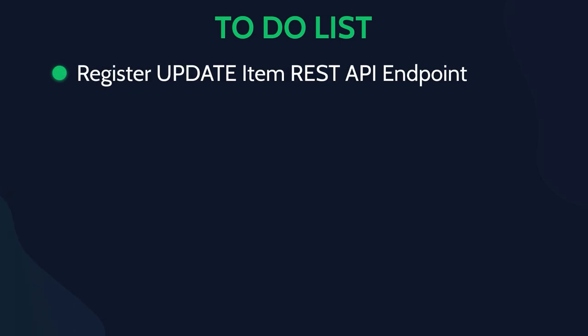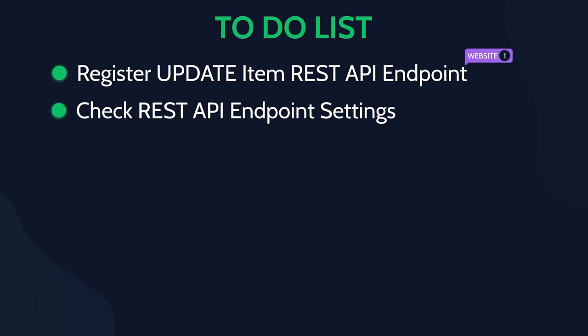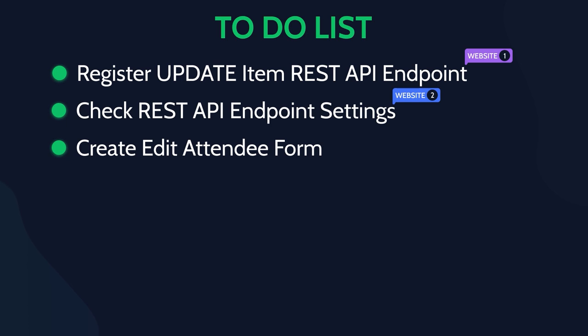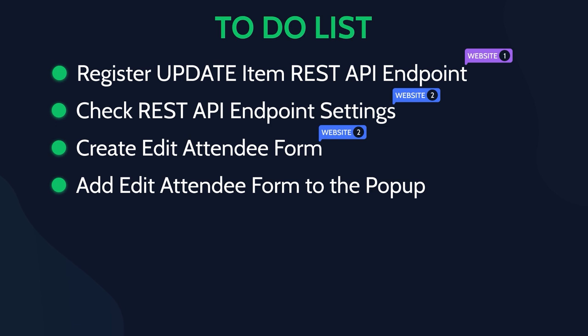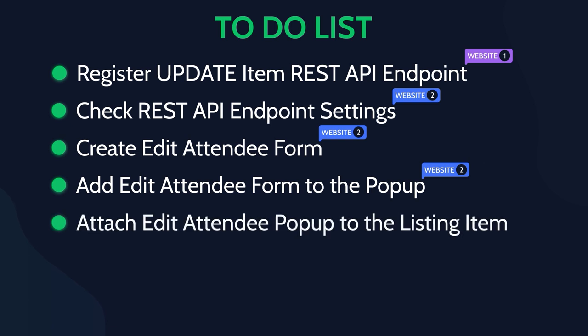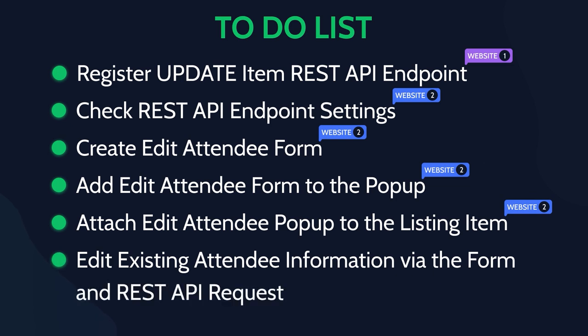Register Update Item REST API Endpoint for Attendee CCT on the main website. Check REST API Endpoint Settings on the second website. Create Edit Attendee Form on the second website. Add Edit Attendee Form to the popup, again on the second website. Attach Edit Attendee popup to the listing item. And edit existing attendee information via the form and REST API request. So, let's start with the first step.